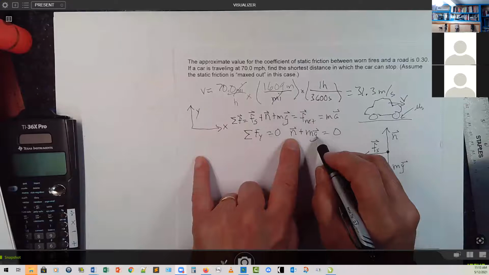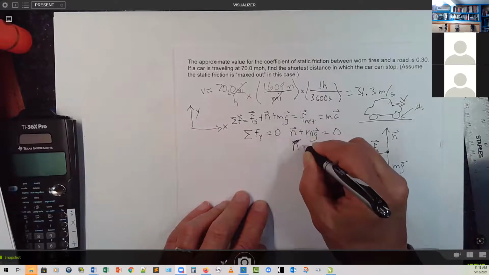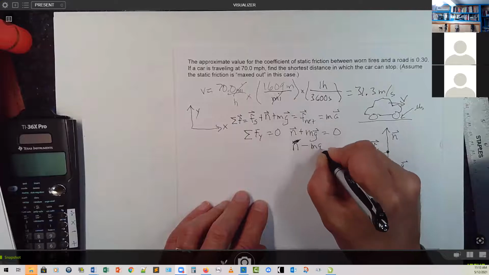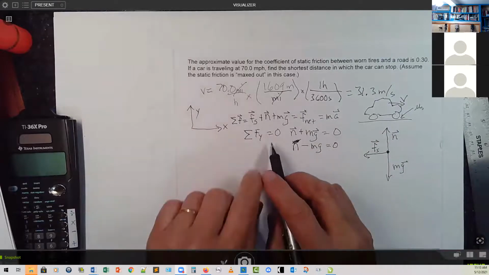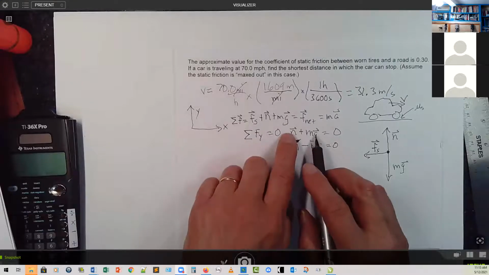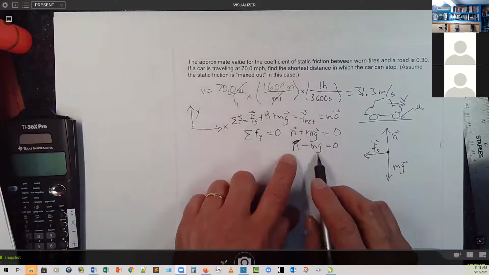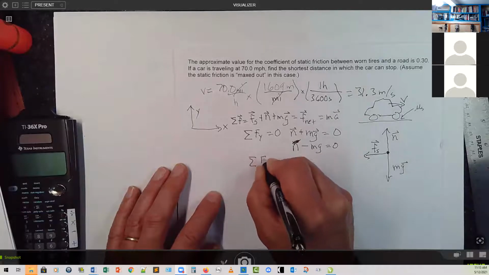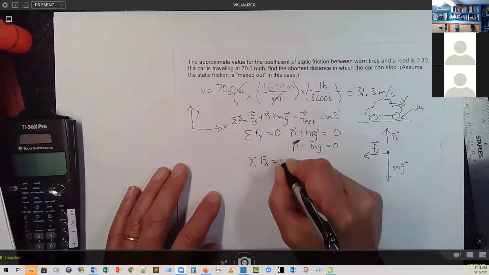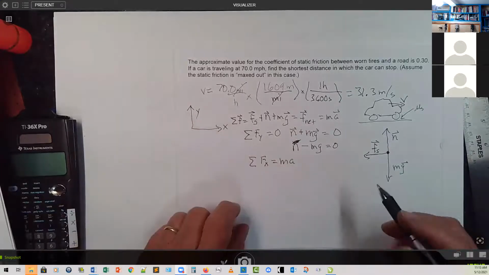Now that's still a vector equation, but I could just as well write, no vectors. I could go N minus mg is equal to 0. This is a scalar equation. But anyway, that tells me something about the normal force. It'll equal mg. But in the x direction, the sum of the forces in the x direction is going to equal ma. That's where the acceleration is, in the horizontal direction.